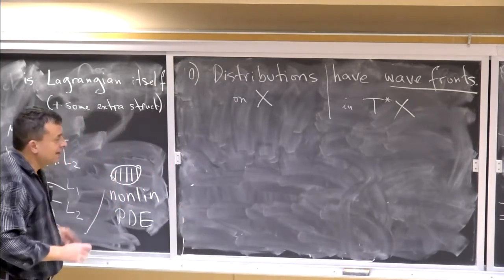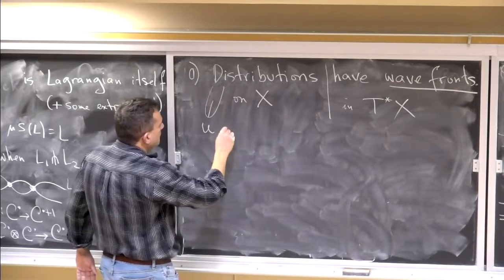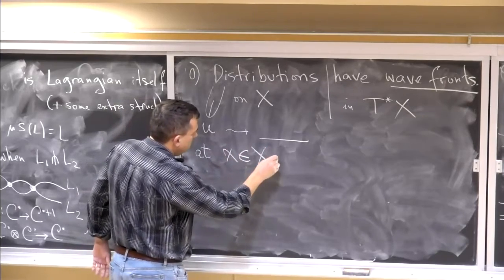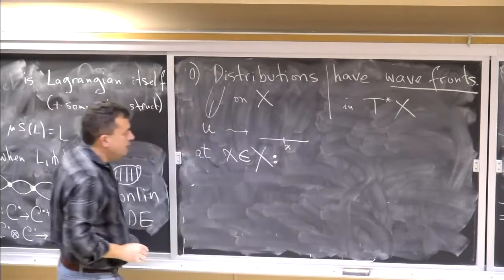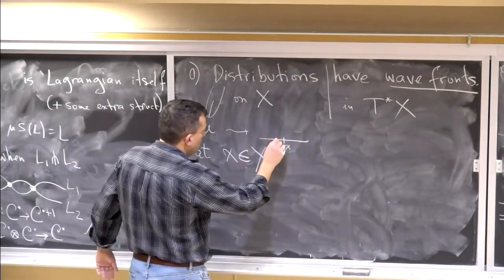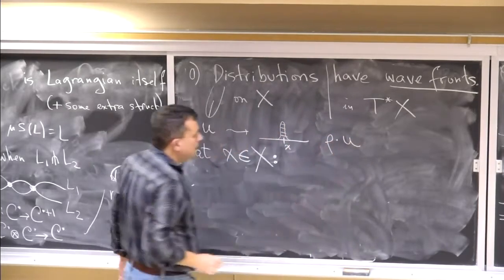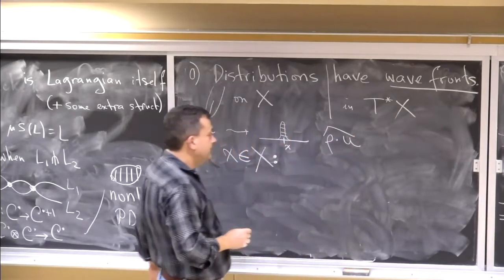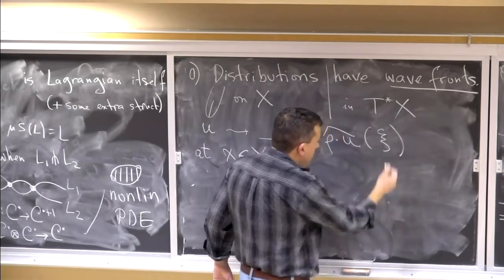Let me say a word. Given a distribution, denote it by U. At a point X of my manifold, what covectors are singular to it? So what you do, you first kill it outside and then take Fourier. So it will be now a function in the dual variable Xi.